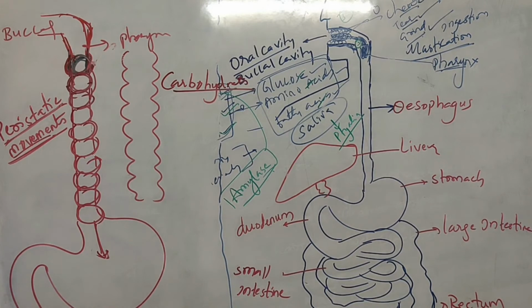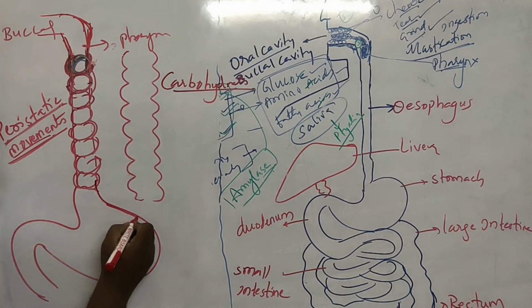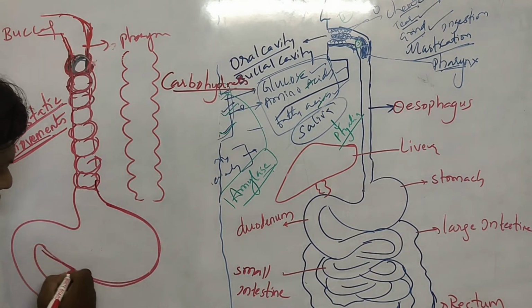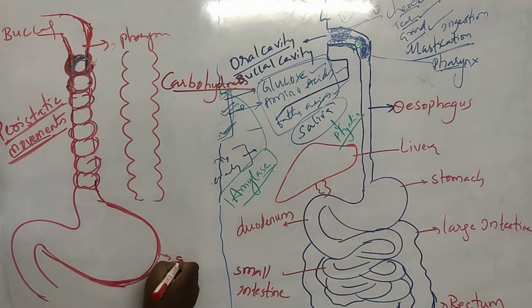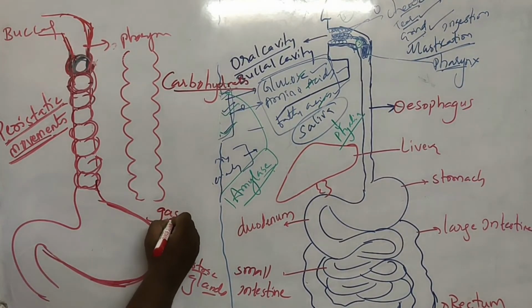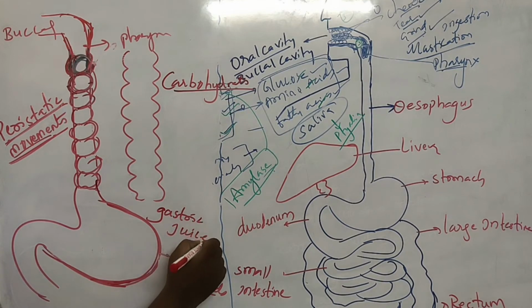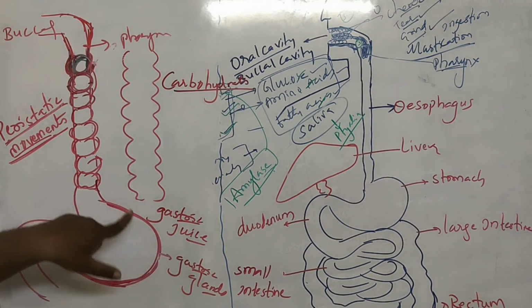If you see the stomach, it will have a layer. This is the layer, and this particular layer of the stomach will have gastric glands. What are the glands which are present here? They are called gastric glands, and these gastric glands will secrete the juice which is called gastric juice. What is the juice secreted? Gastric juice.